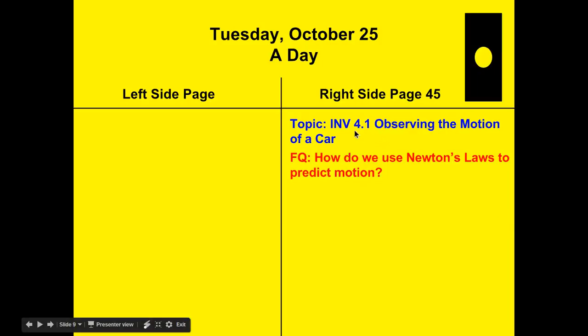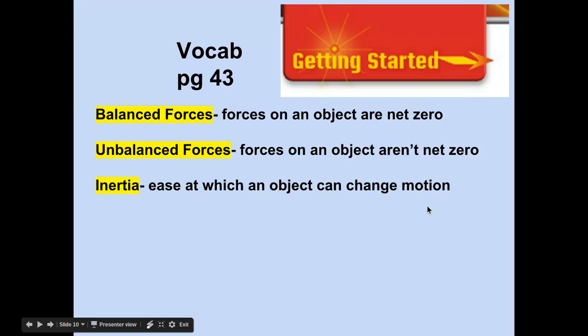We are on page 45 in our interactive notebook. We are doing investigation 4.1, observing the motion of a car. We're going to get steps 1 and 2 done today, focusing on the question, how do we use Newton's laws to predict motion? Before we get going today, we have some vocabulary to get in our notebooks on page 43.